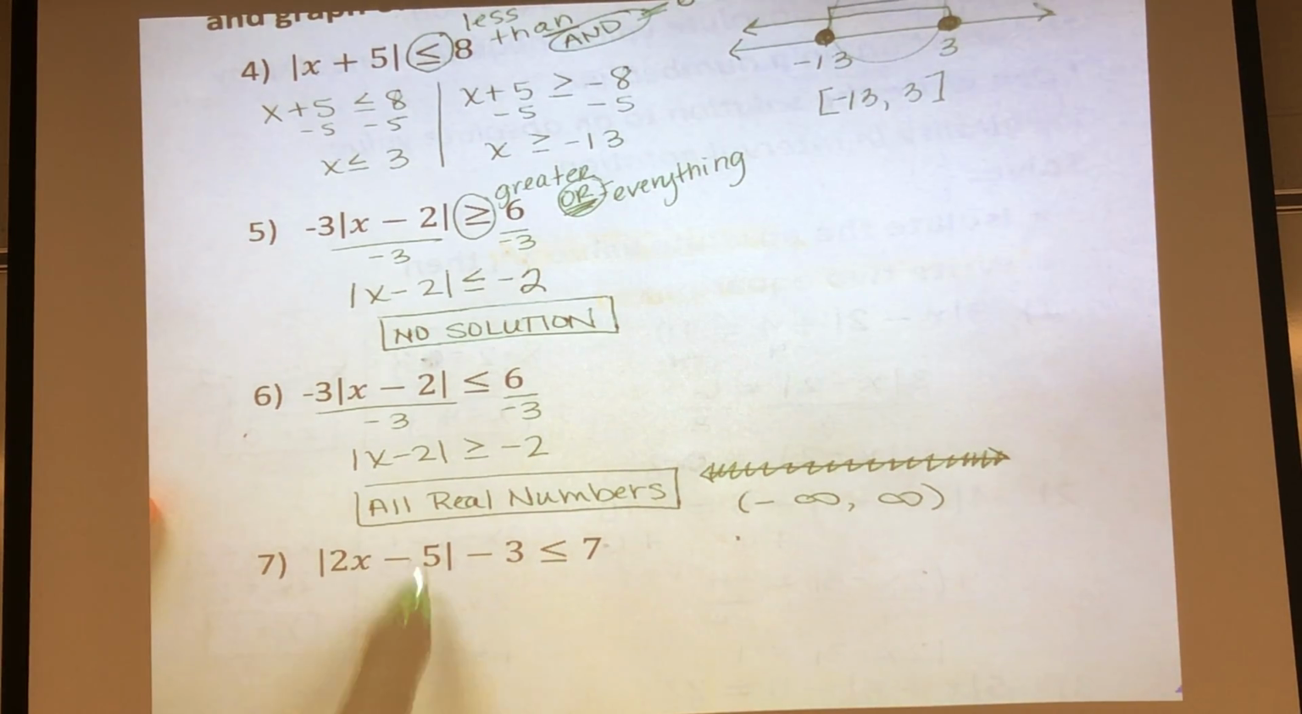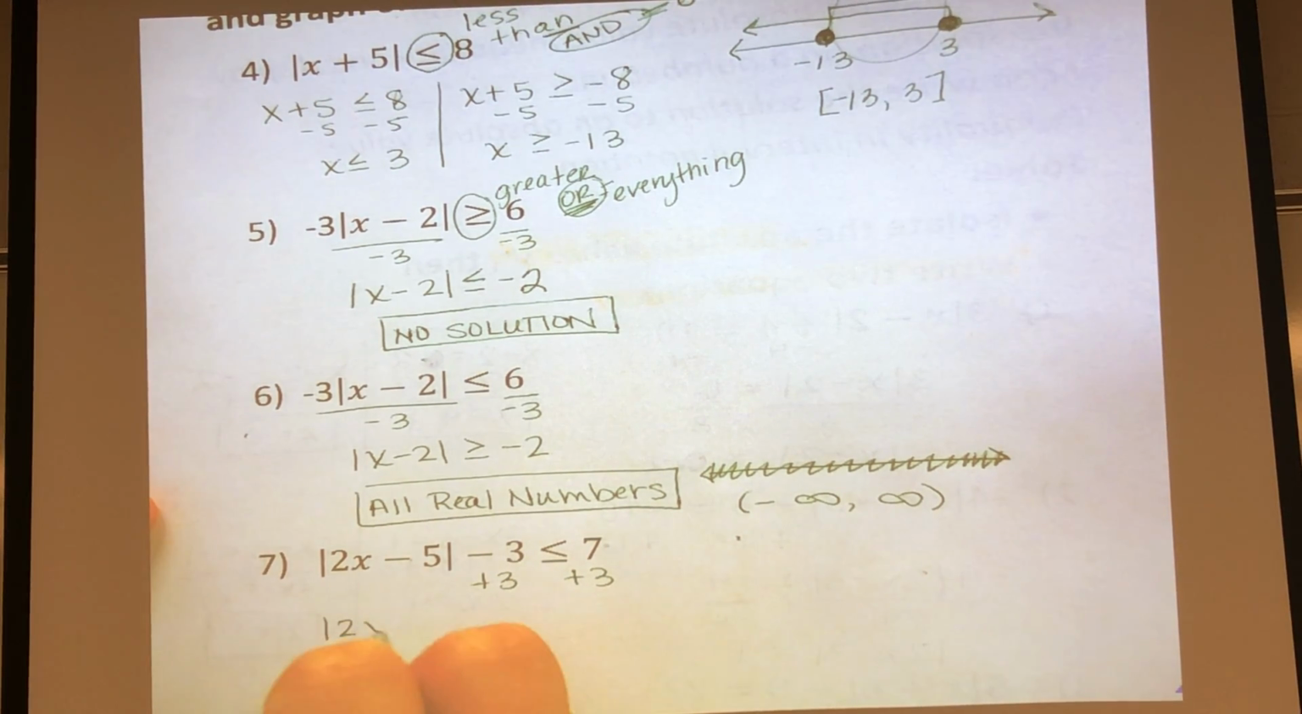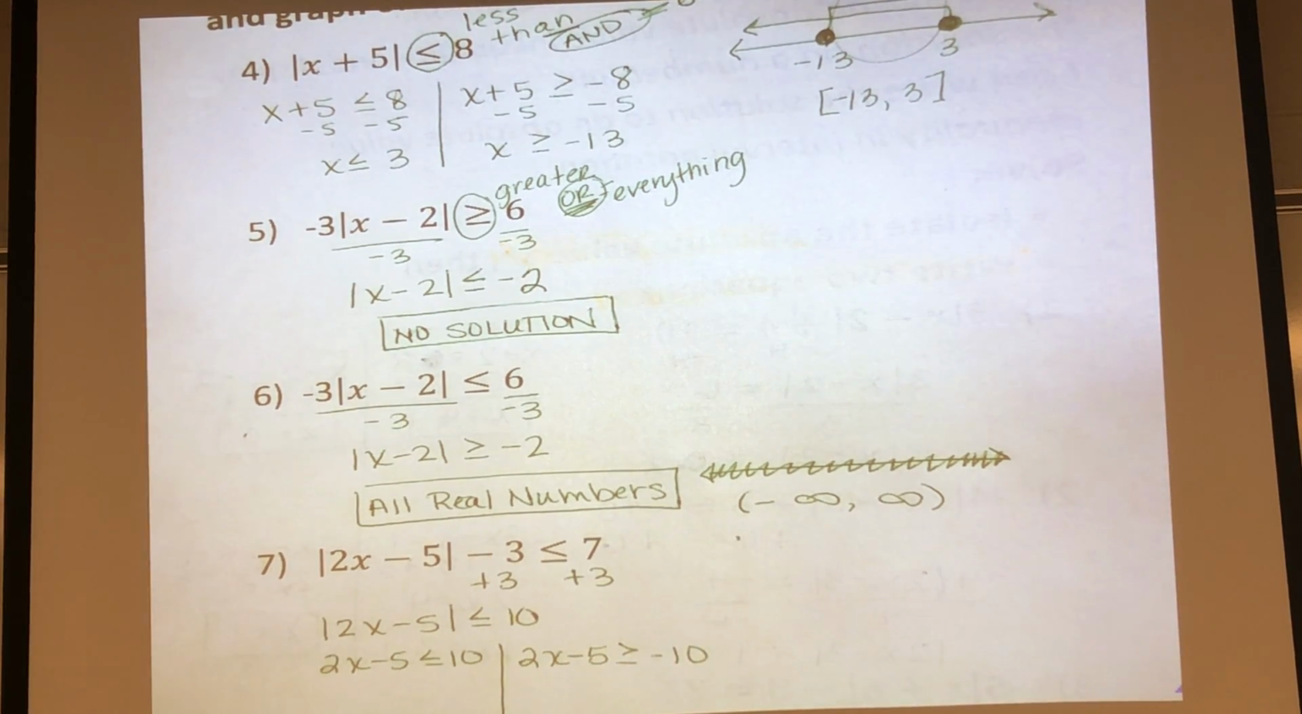We want to start by isolating the absolute value. So we're going to add 3. The absolute value of 2x minus 5 is less than or equal to 10. Then we're going to write the two equations. So we have 2x minus 5 is less than or equal to 10, just like it's written, but without the absolute value. But also 2x minus 5 is greater than or equal to negative 10. Now please write out the two equations before you do any solving, because sometimes if you only write one and solve it, you forget to go back and write the second one. So write them out first, then solve them.